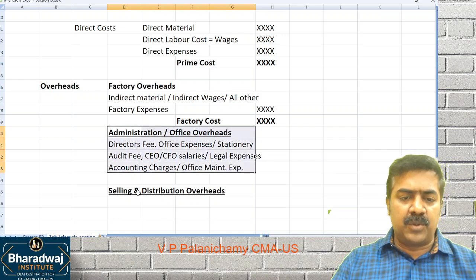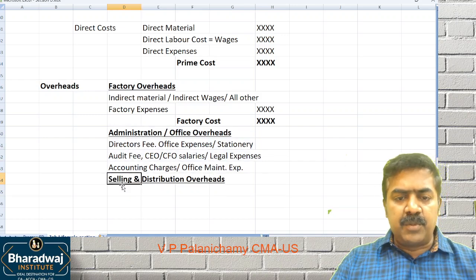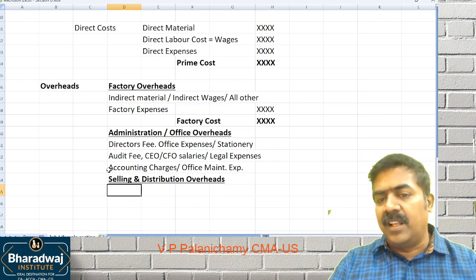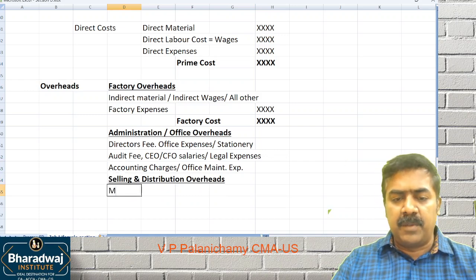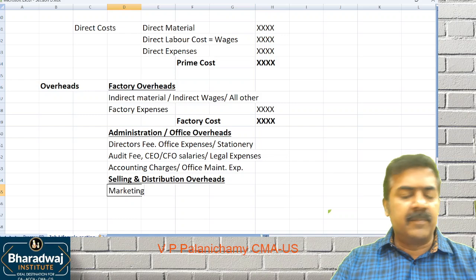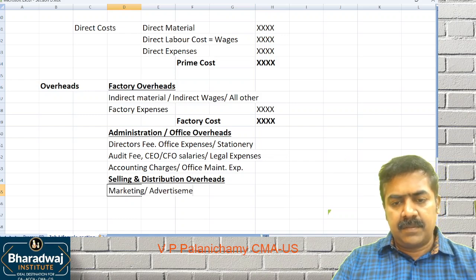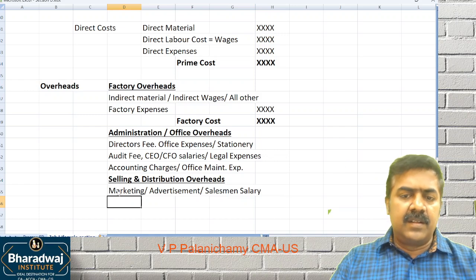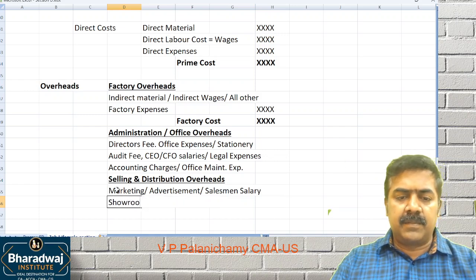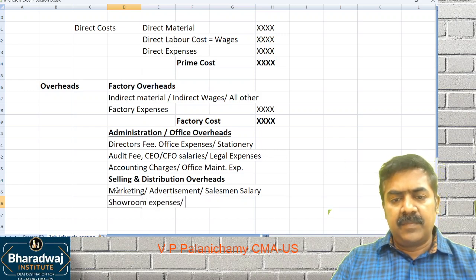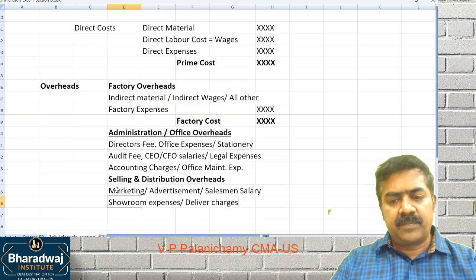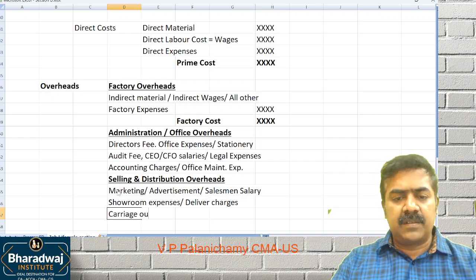office and administration overheads. Selling and distribution overheads are spent either for selling the product or distributing the product, which may be related to marketing, all advertisements, etc. given. Salesman salary, showroom expenses, delivery charges, carriage outwards.